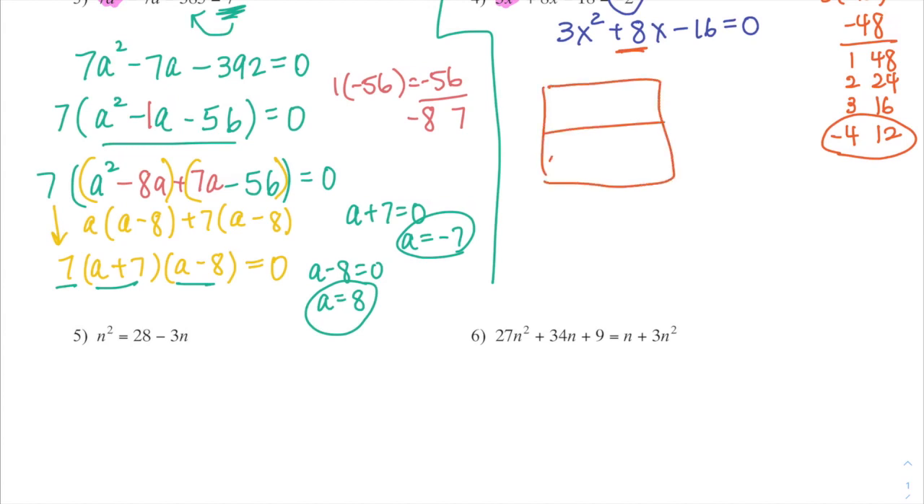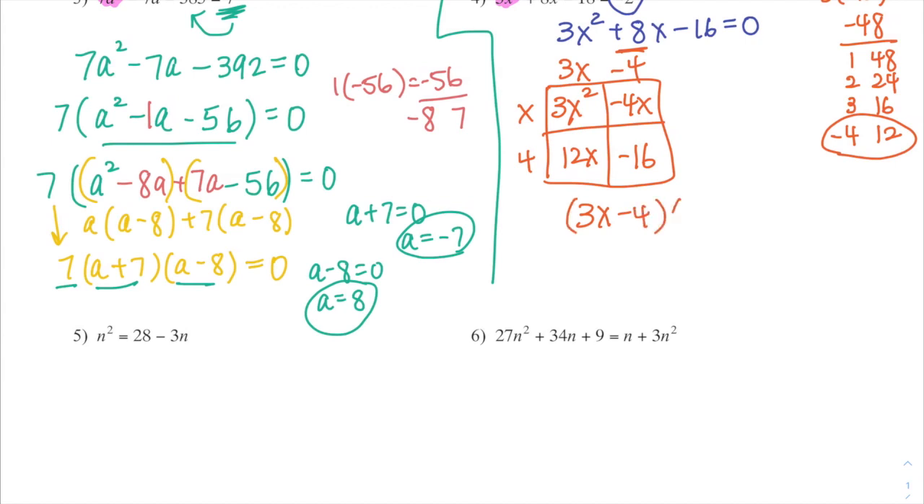So I'll do this one with the box method. 3x squared and our negative 16. Then we'll put our two factors in, negative 4x, and that is a positive 12x. All right, so we can take out 3x there, left with x and 4 and a negative 4. So we have 3x minus 4 times x plus 4 equals 0.